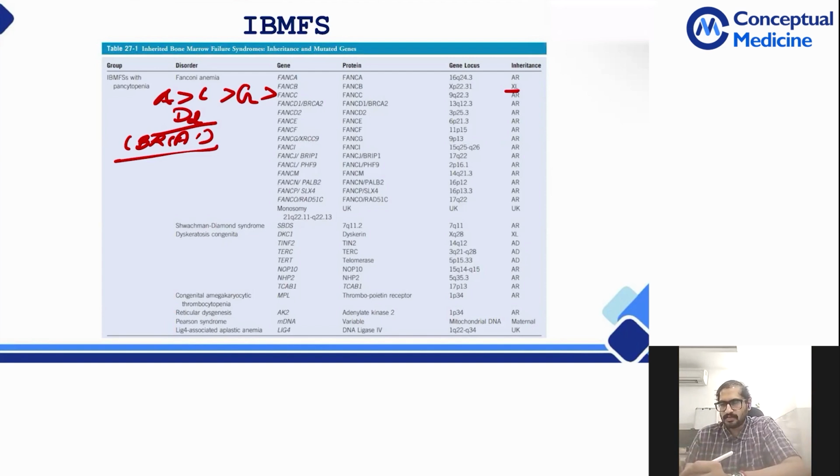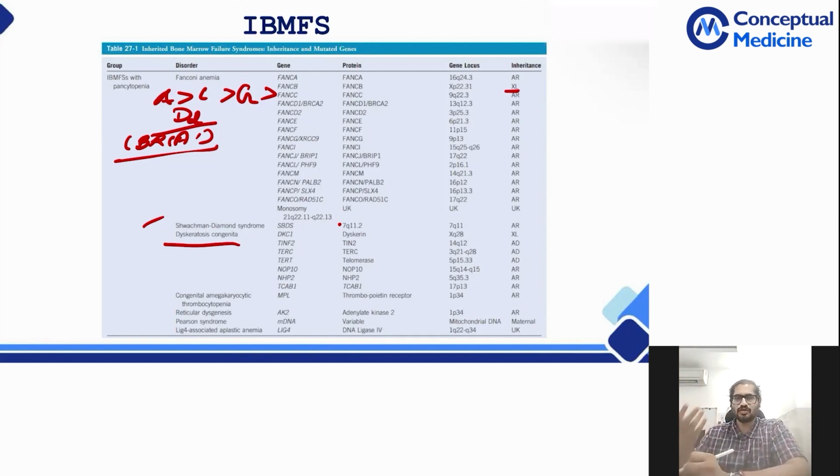And then Shwachman-Diamond syndrome, as we all know, is characterized by the hallmark of 7q abnormality, isochromosome 7q. And then dyskeratosis congenita: autosomal dominant, recessive, X-linked. All three are possible with 30% incidence. 30% dominant, 30% recessive, 30% X-linked.